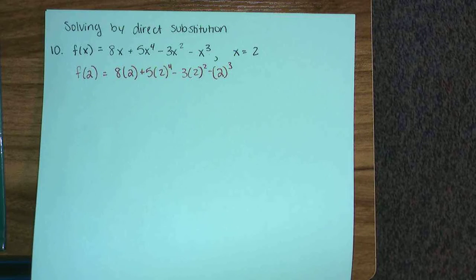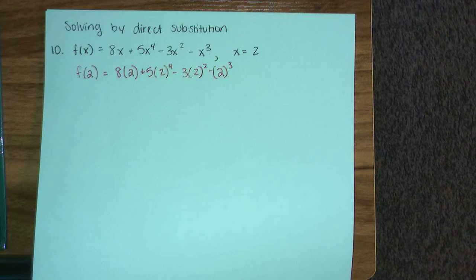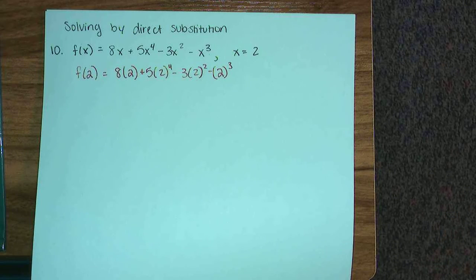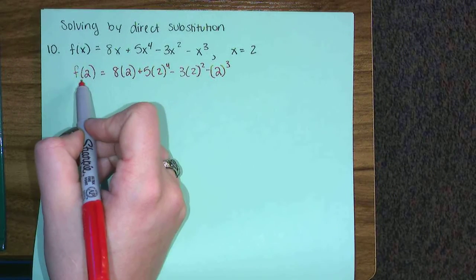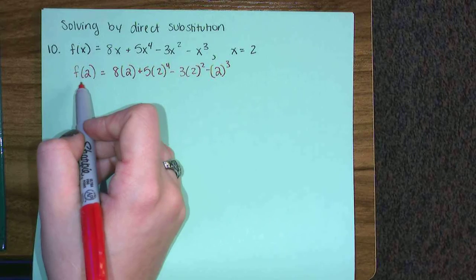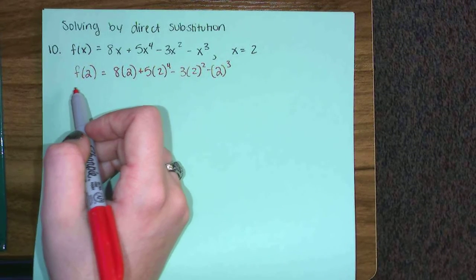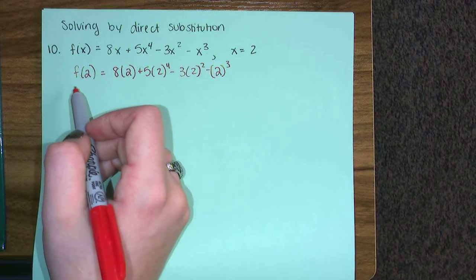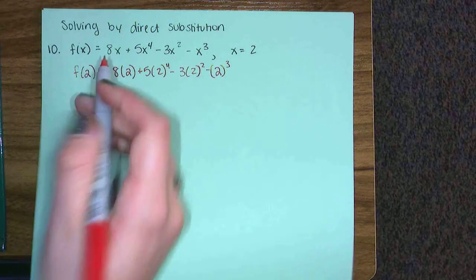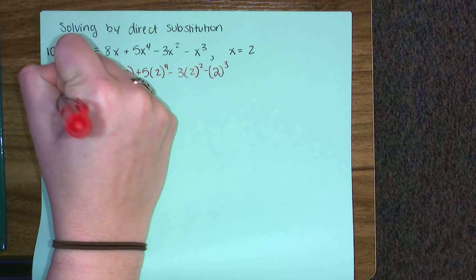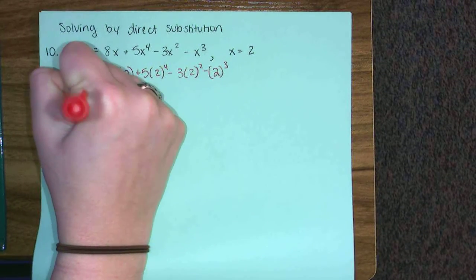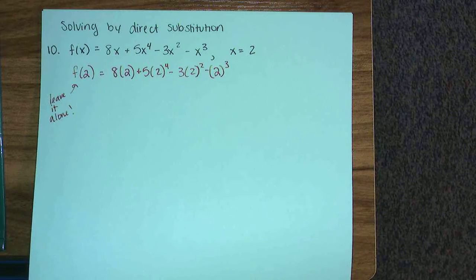The reason for the parentheses is to make sure you don't accidentally get rid of negative signs that aren't supposed to be gotten rid of. The f of x stuff over here, you just leave it. A lot of people try to divide by 2 at the end because they think it's f times 2. That's not f times 2, that's f of 2. That's saying we're evaluating the function for x being 2. So leave this part alone. Don't touch it.